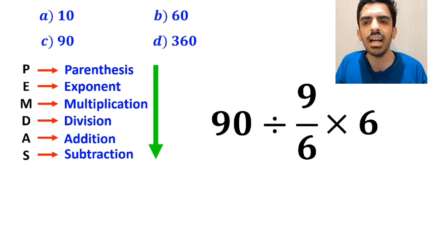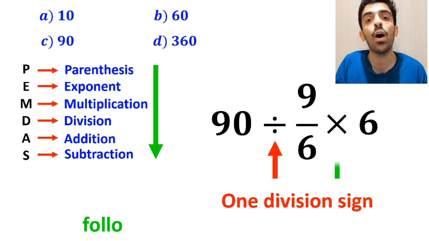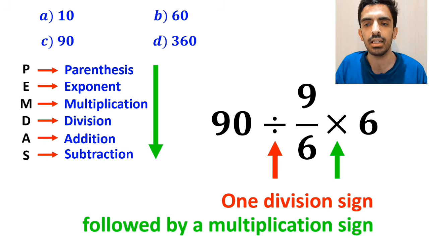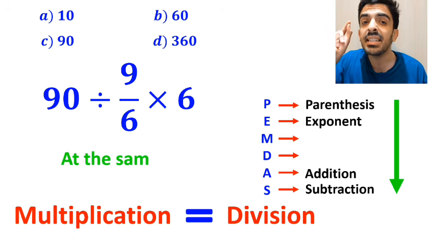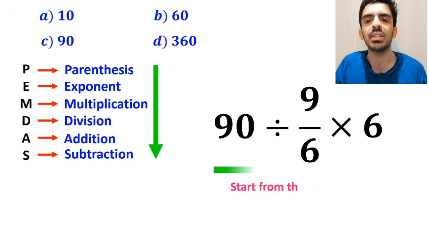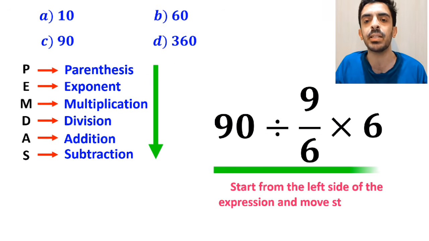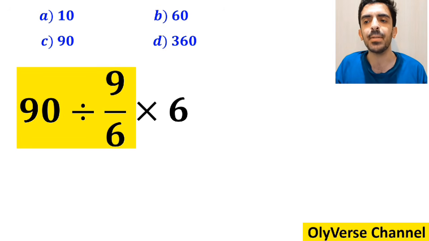Alright, as you can see on the screen, in this expression, we have one division sign followed by a multiplication sign. It's very important to note that multiplication and division are at the same level of precedence. In this case, the best thing to do is to start from the left side of the expression and move step by step toward the right. So, first we start with the expression 90 divided by 9 over 6.